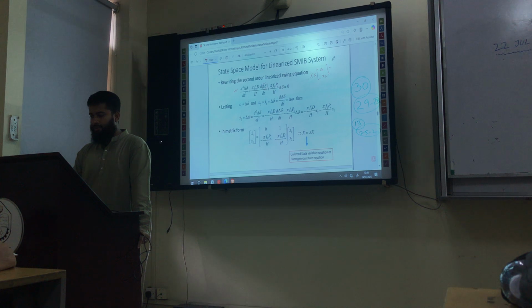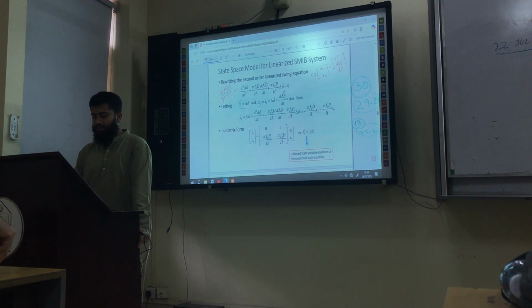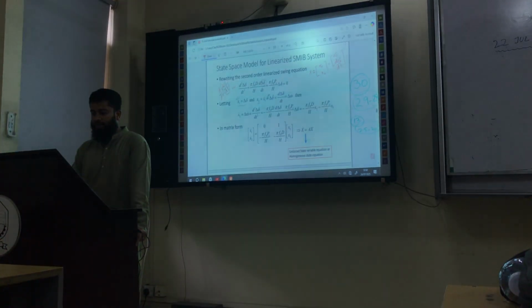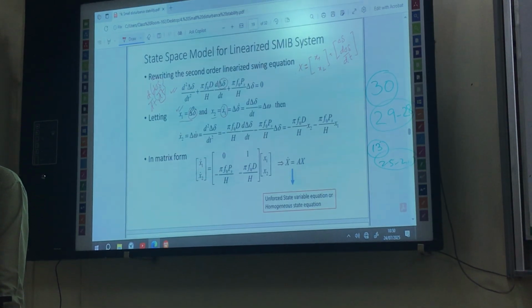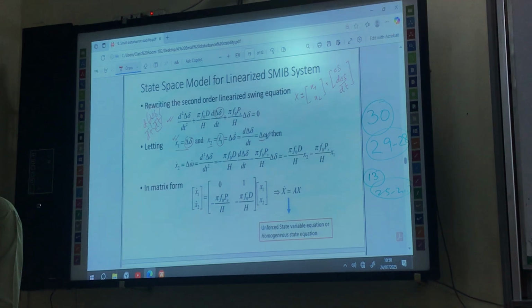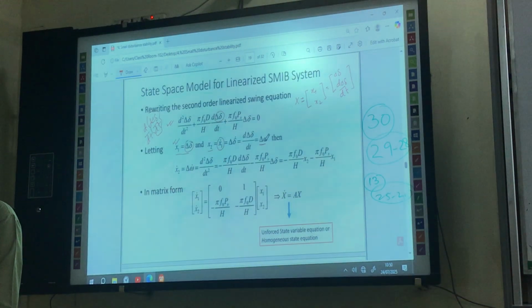So what is x1 here? x1 is delta, because this is the first state variable, right? And what is the second state variable? Here we can split it like this: d delta by dt, right? So this one is our second state variable, d delta over dt. So this has been written over here: x1 is delta and x2 is d delta over dt. That is again the first derivative of our delta, that we can represent by del omega, the small change in the angular velocity.